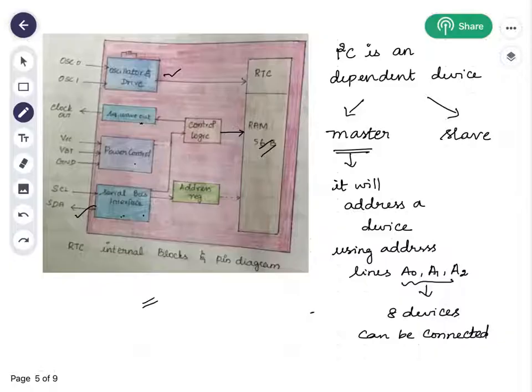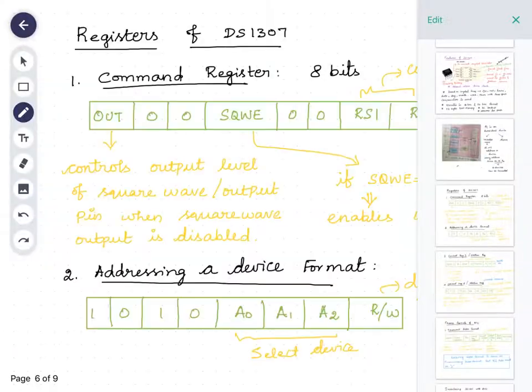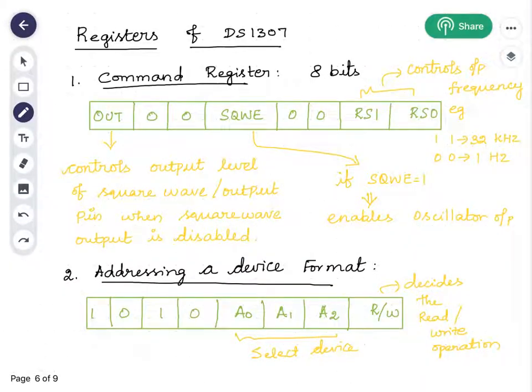In this, there will be one master and slave devices. The master will address the slave devices through the address lines A0, A1 and A2. Since there are 3 address lines, we can address 8 different slave devices through these lines. Let us see the registers of DS1307. There are 4 types of registers.